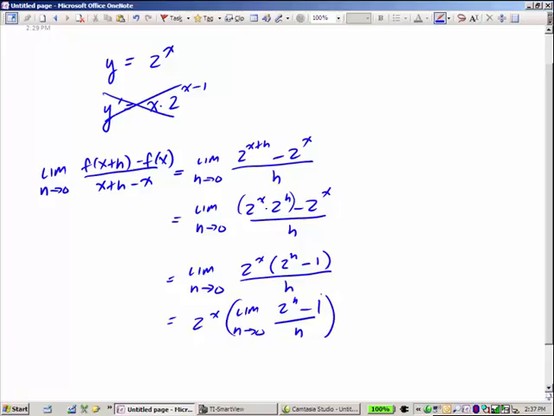So at this point, what I'd like to point out is, check this out. The derivative is the same as the function times something else. Right? The function was 2 to the x. What's the derivative? 2 to the x times something.